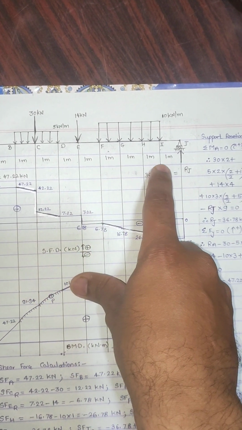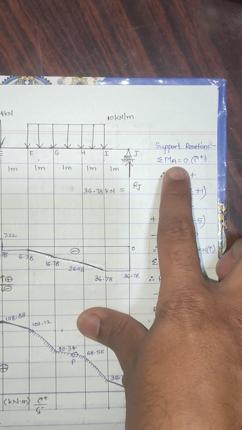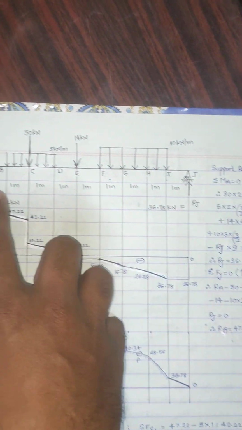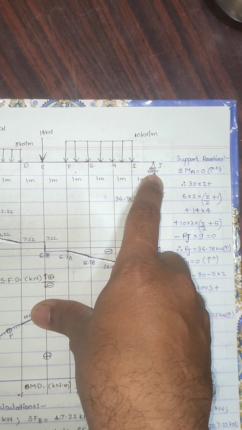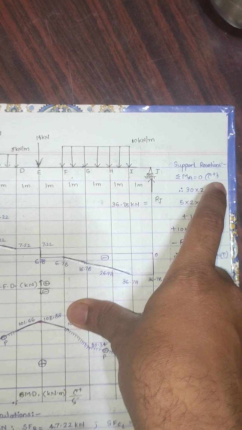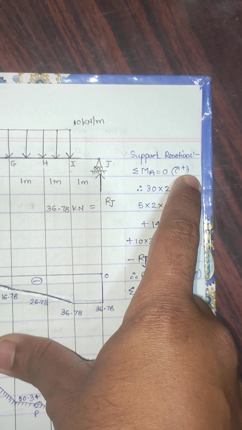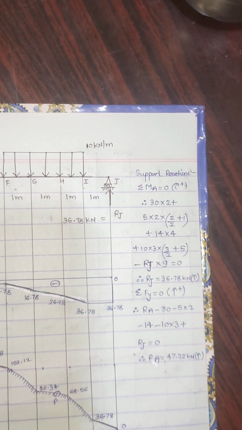So first of all we have to find out support reactions. Now to find out support reactions, first of all you can take moment at any end point either A or J equals to 0. I am taking moment at point A equals to 0. Now I am assuming convention as clockwise moment positive. One may take anti-clockwise also positive.